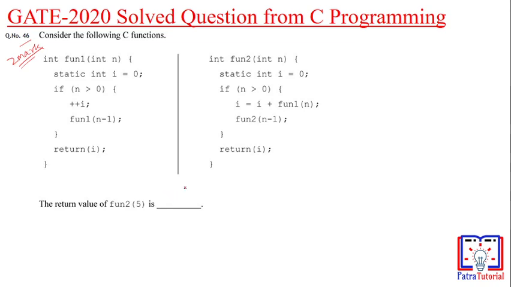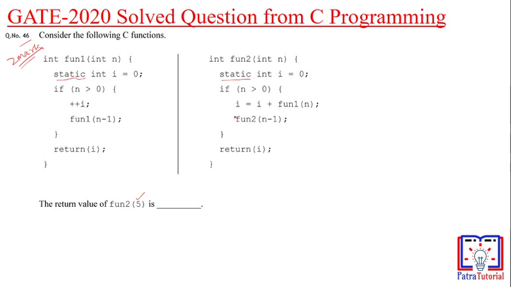There are two functions, function 1 and function 2, and the question is the return value of function 2 when the parameter passed is 5. If you call function 2 by passing parameter 5, what will be the output? This question is based on the static storage class. There is one keyword called static. If you have understood what the static storage class is, then you can easily solve this question.